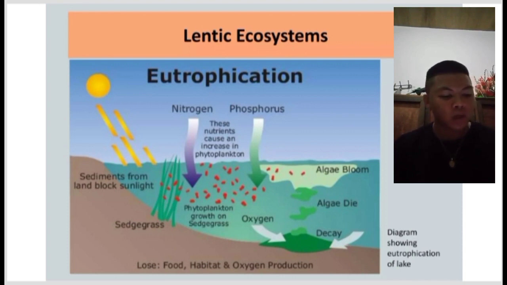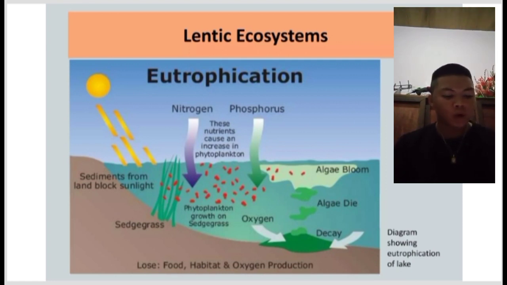Number 3 is decreased water clarity. As the algal biomass accumulates, it reduces water clarity by blocking sunlight from reaching deeper layers. This can inhibit the growth of submerged aquatic plants and disrupt the balance of the ecosystem.